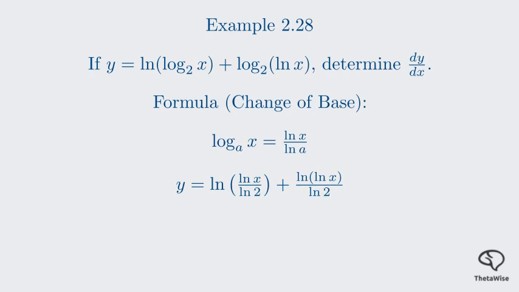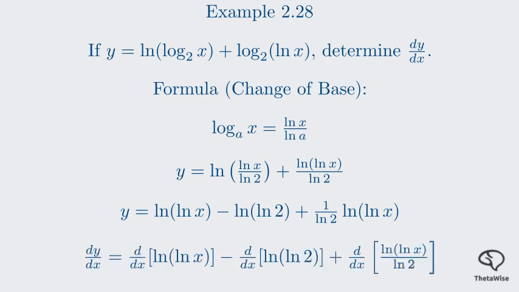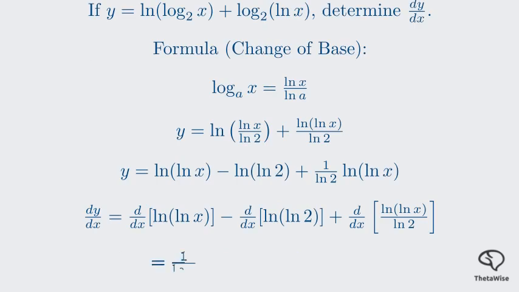We can simplify the first term even further using the logarithm property that ln a/b equals ln a minus ln b. So y becomes ln of (ln x minus ln 2) plus ln ln x over ln 2. Now this expression is in terms of only natural logarithms and constants, which we can easily differentiate. Let's find dy/dx. We differentiate each term. The derivative of ln of ln x is 1 over ln x times the derivative of ln x, which is 1 over x. The derivative of ln 2 is 0 because it's a constant.